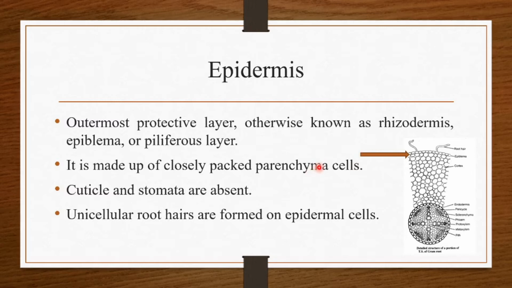Many epidermal cells produce root hairs, and they are unicellular and unbranched. These root hairs increase the absorption area of roots and help the absorption of water and minerals from the soil. They are usually short-lived and are replaced continuously with new root hairs. And unlike in the stem, the epidermis is devoid of cuticle and stomata. So that's all about the epidermis.